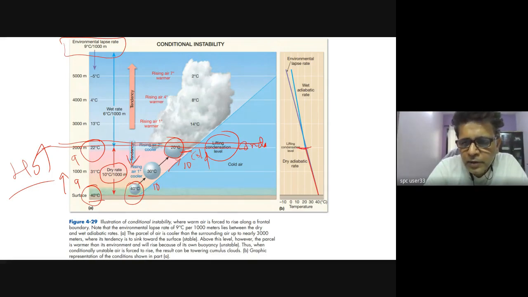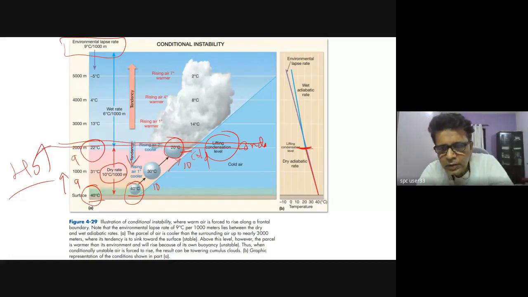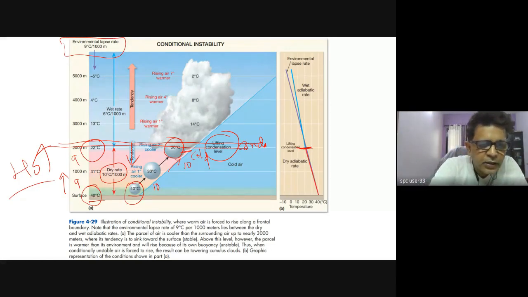You'll see what has happened here. There is a very small difference. As a consequence, you can hardly see which way it is going. You can only understand by this diagram.